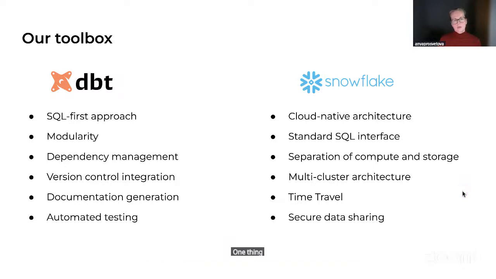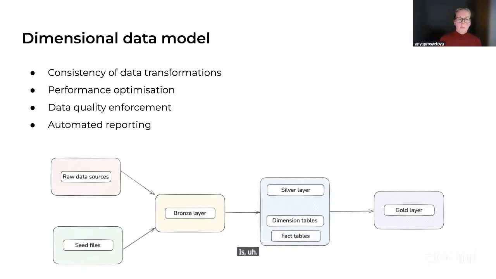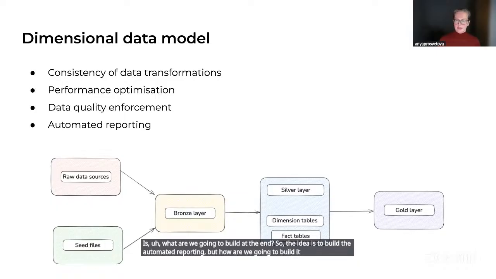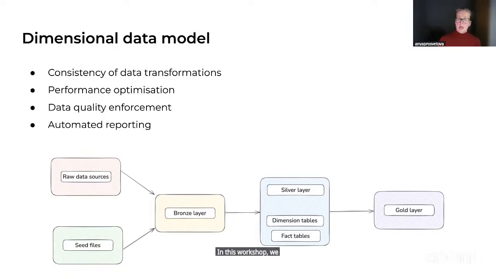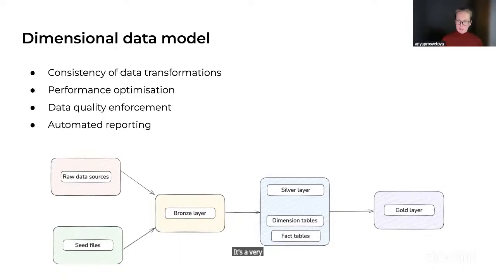One thing I wanted to talk about a little bit before we dive into the practical part is what we are going to build at the end. So the idea is to build the automated reporting, but how we are going to build it is by modeling our data. In this workshop, we're going to use a dimensional data modeling approach. There are quite a few other ways to model your data. Say, data vault is quite a popular one as well, but dimensional data modeling is a very established approach.